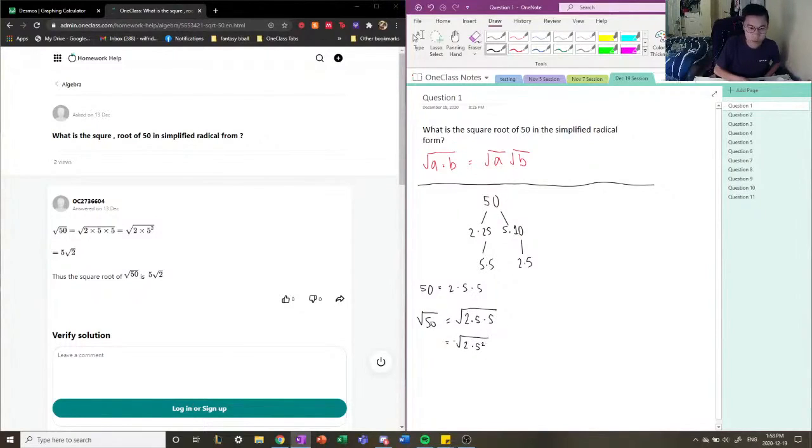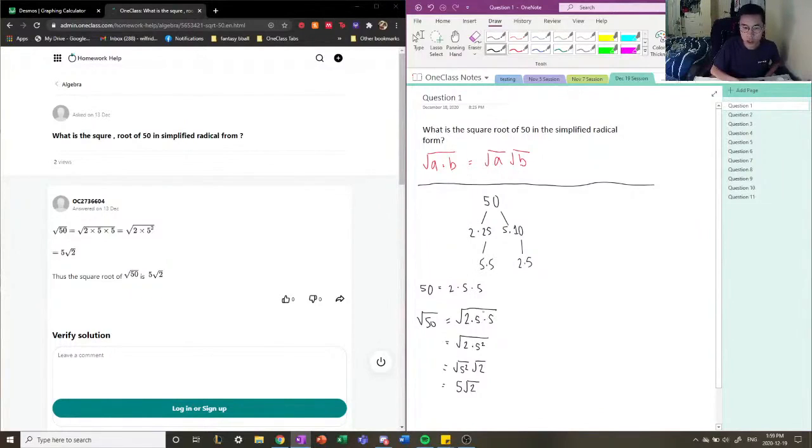Finally, we're going to apply our property of the square roots, and we're going to break up this square root. So we're going to have the square root of 5 squared times the square root of 2. The square root of a squared number is just the number itself, so that equals 5. And the square root of 2 is not a perfect square, so we're just going to leave it as the square root of 2. This is the simplified radical form of root 50: 5 root 2.